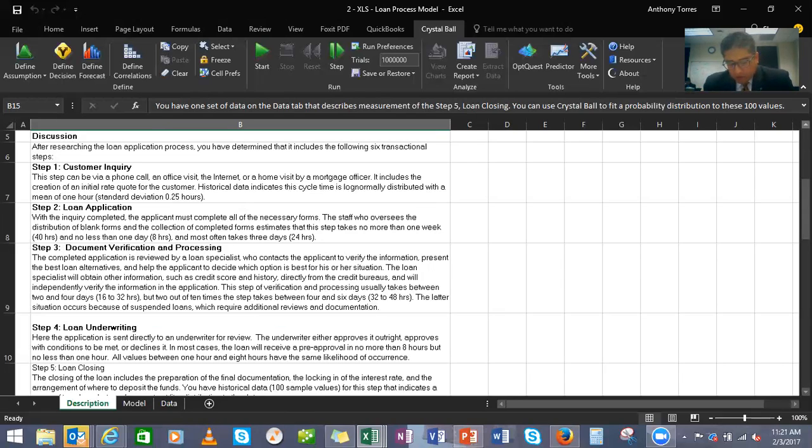So let me take a simpler one. 32 to 38. Okay, so loan disbursement usually takes 2 days, 16 hours, and it's normally distributed with a standard deviation of 4 hours. So let's look at that one now with that same kind of approach. What is it? Loan disbursement.